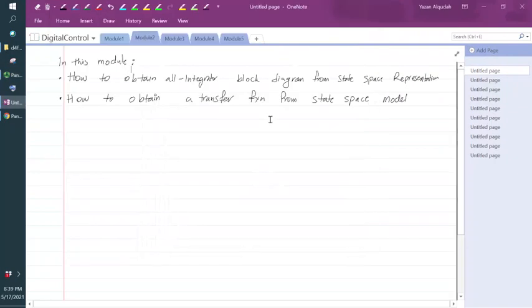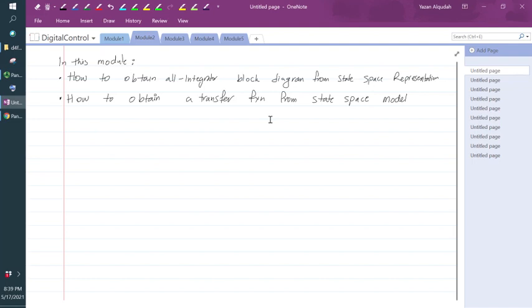Okay, hi everybody. In this module, we're going to look at how to obtain an all-integrator block diagram from state space representation, and then we're going to look at how to obtain a transfer function from state space representation, or from a state space model.